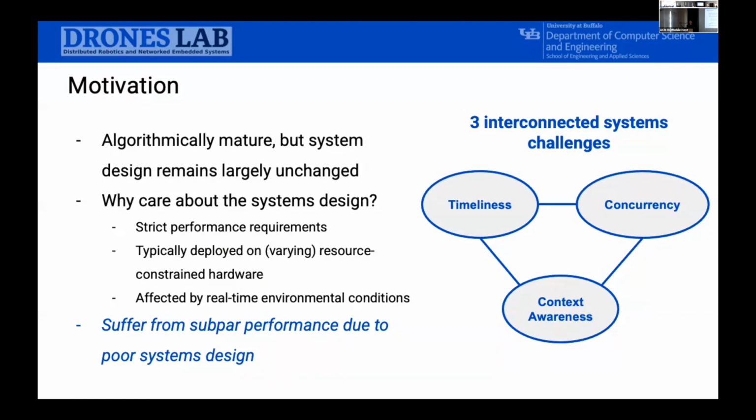We've identified 3 interconnected systems challenges that are the major bottleneck for building reliable and robust SLAM systems. These are timeliness, concurrency, and context awareness. And in this presentation, I'll be going over those 3 challenges.